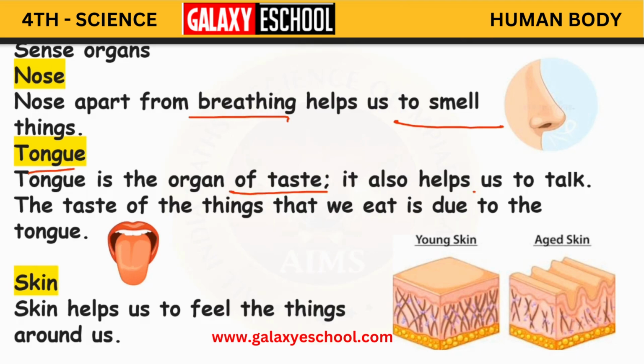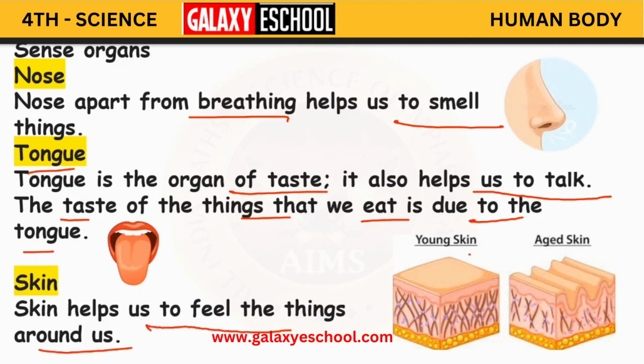And apart from that, it also helps us to talk. The taste of the things that we eat is due to the tongue. That's what it is going to decide. It tells us the taste, and it also helps us to talk. Another one, the last one, is the skin. So skin helps us to feel the things around us.